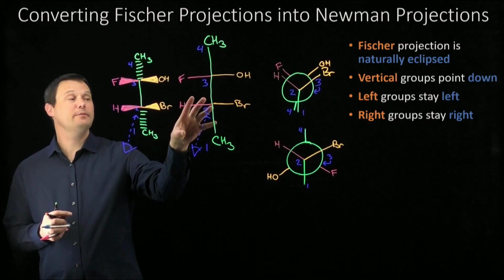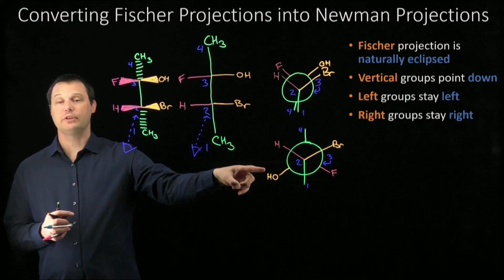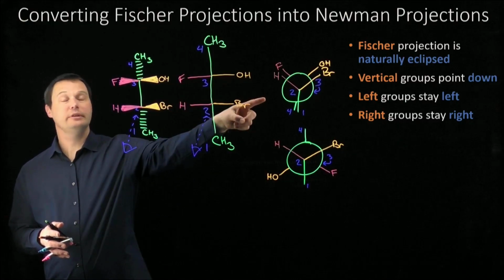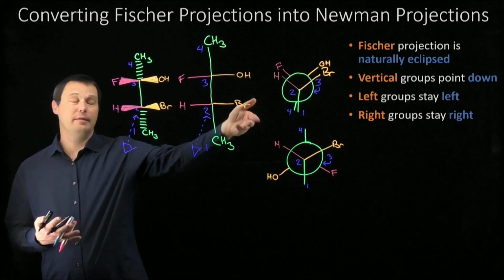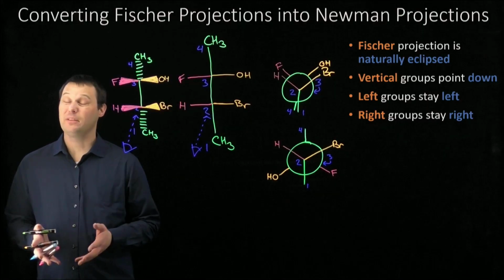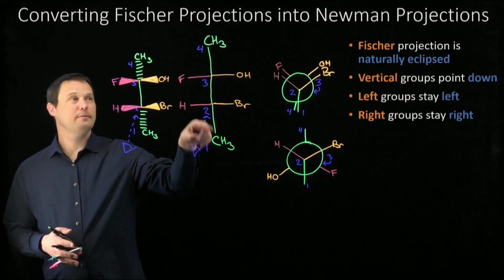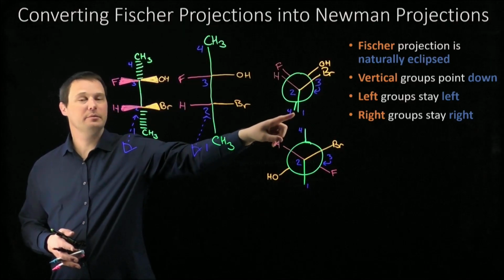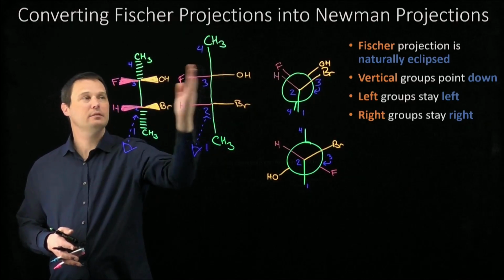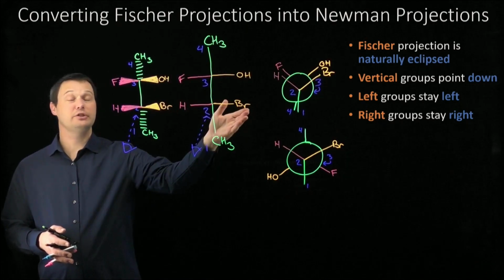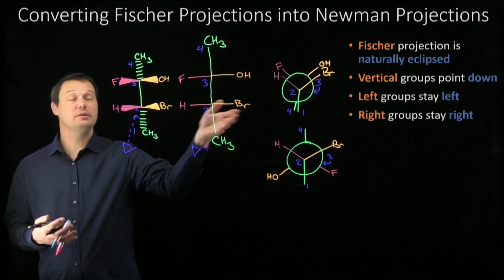We didn't go straight from the Fischer projection to the staggered Newman projection. That doesn't flow. Always remember, the Fischer projection is naturally in an eclipsed orientation, then we can rotate it to staggered if needed. If you only remember 3 things, always look from the bottom to the top. The vertical groups are eclipsed in the southern hemisphere, and right stays right, left stays left. Once you lock those in, converting Fischers to Newman projections feels less like a puzzle and starts to feel predictable.